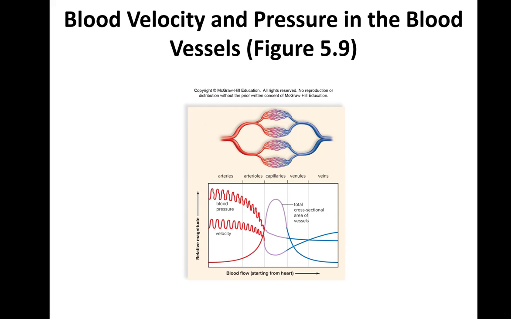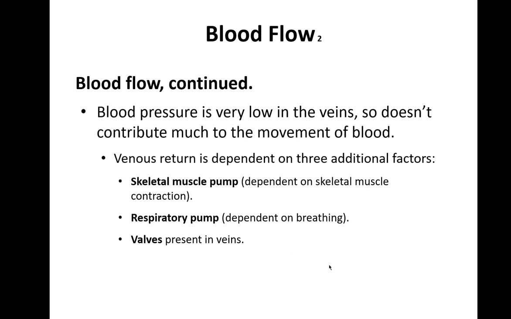You can see that the arteries contain a faster, higher pressure. As it goes down to the capillaries, it drops, and by the time it gets to the veins, it's very low. Blood pressure is very low in the veins, so it doesn't contribute much to the movement of blood. The venous return of blood from the veins requires three factors: skeletal muscle pump, depending on movement and contraction of the muscle; respiratory pump, depending on breathing; and of course the valves inside the veins.